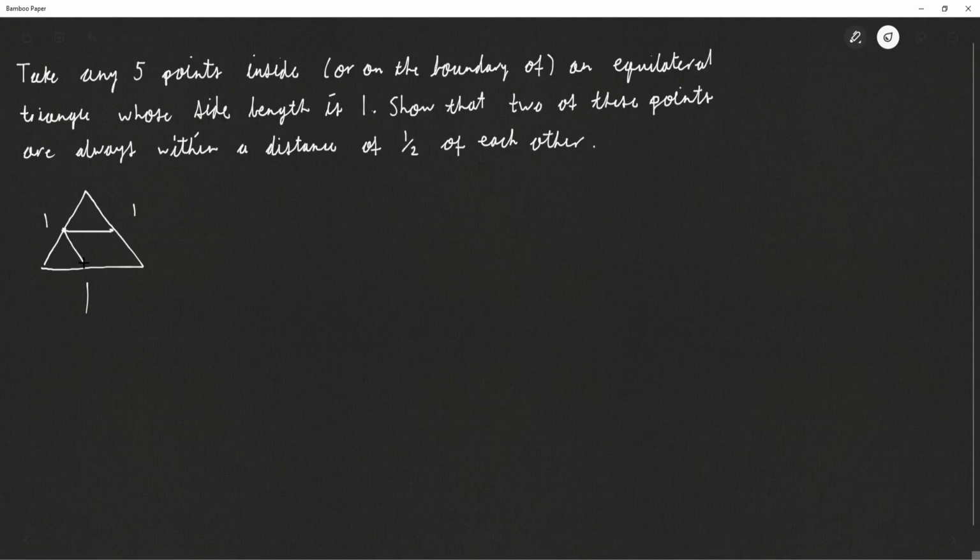So by doing this, we now have small equilateral triangles, all with side length 1/2 for every side. So now what we have is 4 small triangles, and these are what our pigeonholes are going to be. Since they're the 4 regions that we're going to be trying to put our 5 points into.